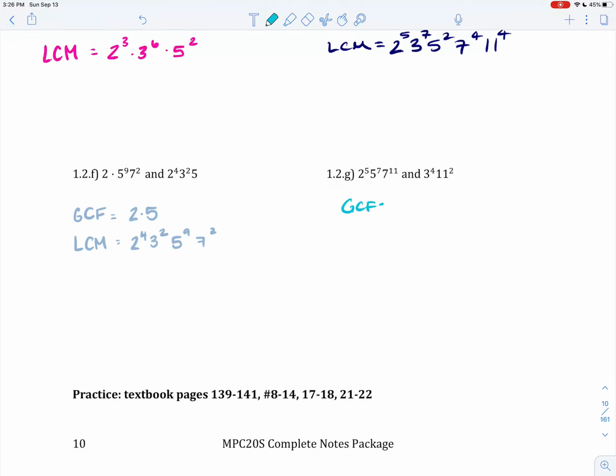For my GCF. Can't include any 2's. Okay. So that's out of there. I can't include any 3's. Okay. Let's include some 5's. This one doesn't have any 5's, so I guess 5's are out. 7's? Nope. 11's? Nope. Do they have nothing in common? Oh my goodness. So what do I write here?